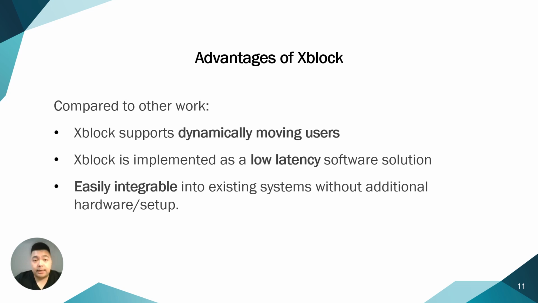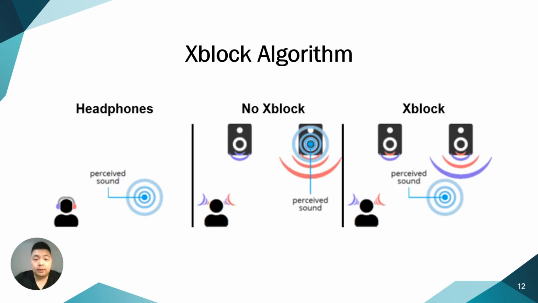Xblock is implemented as a low-latency software solution, and is easily integrable into existing systems without too much additional hardware or setup. From a high level, Xblock is an algorithm that allows users to experience real-time spatial audio by pre-processing sound signals through time shifts and gain changes based on the head and speaker pose. In our algorithm, we do make a couple assumptions. The first is that we assume an ideal multipath sparse environment.